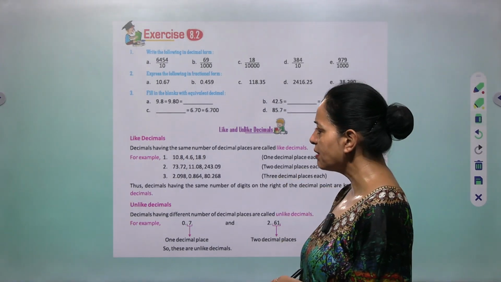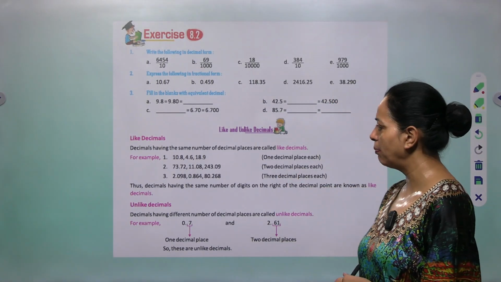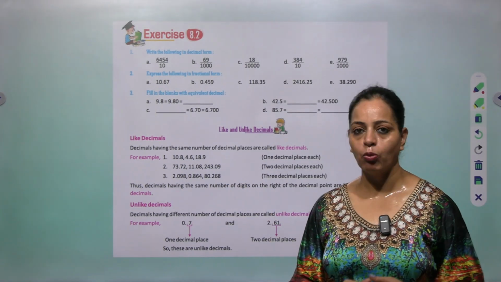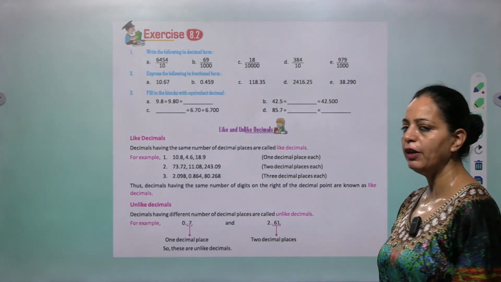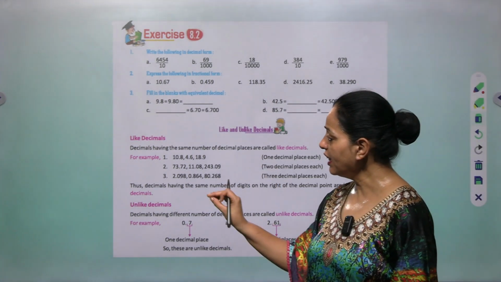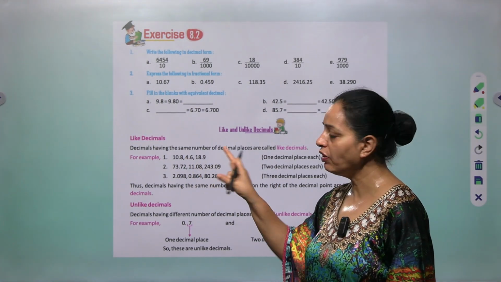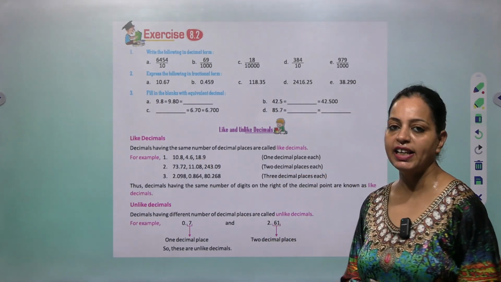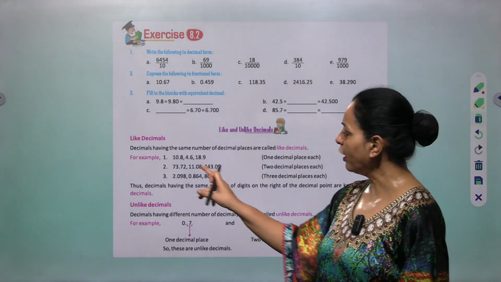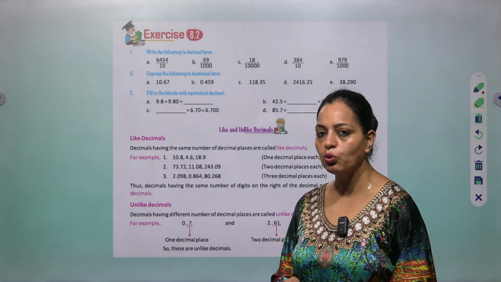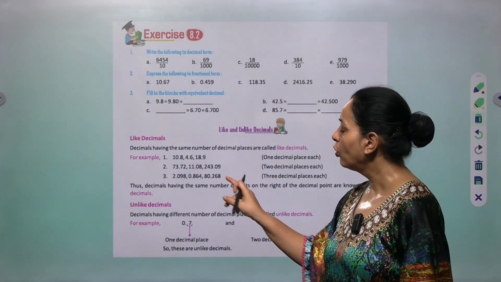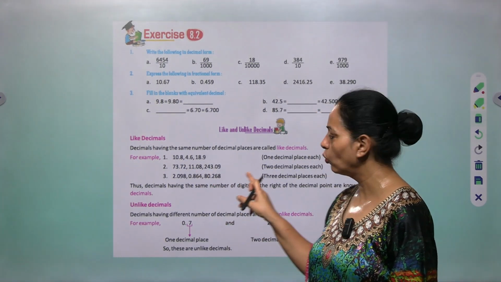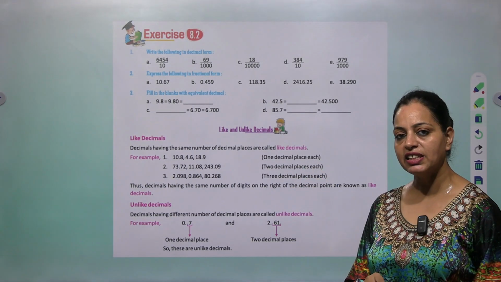Like decimals: decimals having the same number of decimal places are called like decimals. For example, 10.8, 4.6, 18.9. You can see after the decimal all are having 1 digit. सबके पास 1 digit है. So these are 1 decimal place, right? The second one 73.72, 11.08, 243.09. अब डेसिमल के बाद 2 digits हैं, तो ये 2 decimal places each.